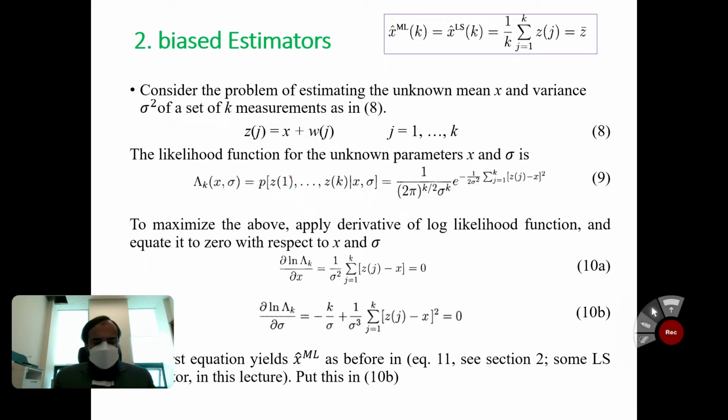Here we find the likelihood function for the unknown parameter, then apply the derivative to obtain the maximum likelihood, because we do not have a priori information p of x. We just know the x variable and the measurement equation. So we obtain the maximum likelihood equal to the conditional probability of the k measurements given x and sigma, which equals this equation. This is the Gaussian equation for likelihood. Here we can see that the difference is between the z measurement minus the x.